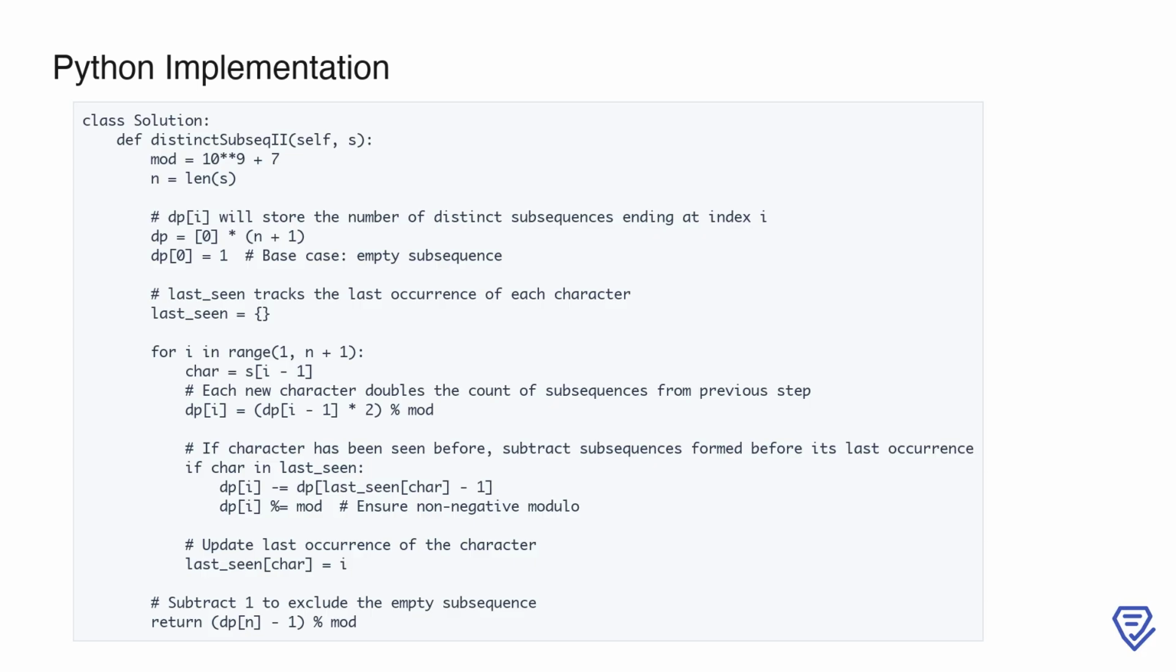2. Tracking last occurrences. A dictionary last_seen is used to store the last occurrence of each character. This helps determine when a character was last seen, allowing us to handle duplicates.